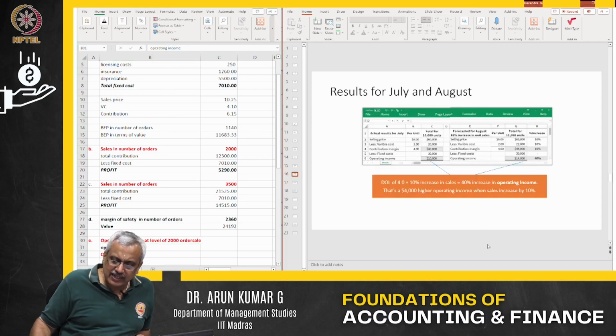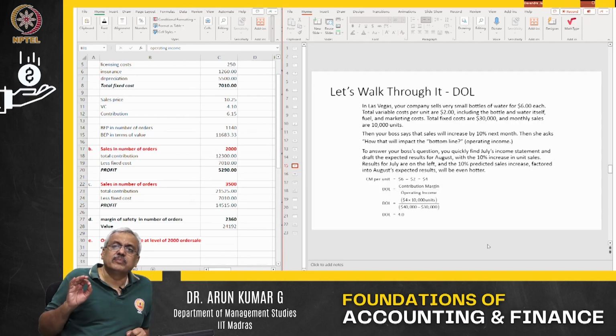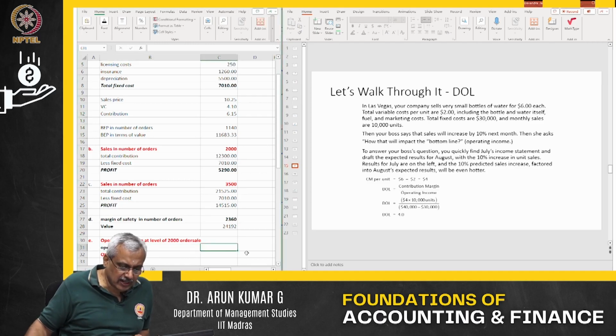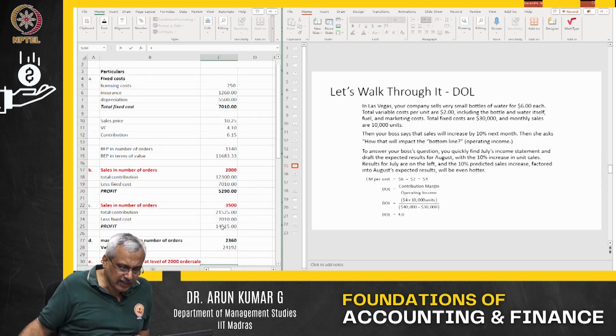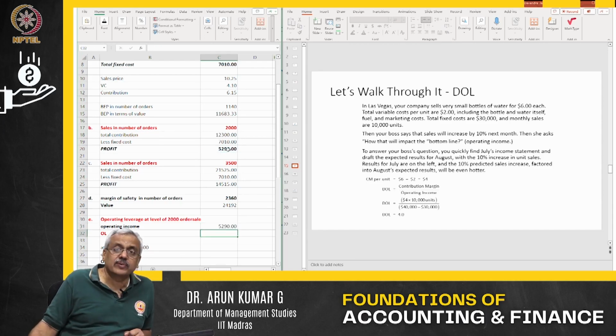Let us go back to the slide. Degree of operating leverage is what? Contribution margin divided by operating income. What is the operating income if it sells 2000 orders? In this particular case, 5290 is the operating income. So, what is the degree of operating leverage?